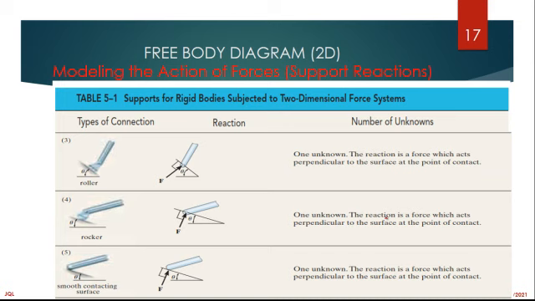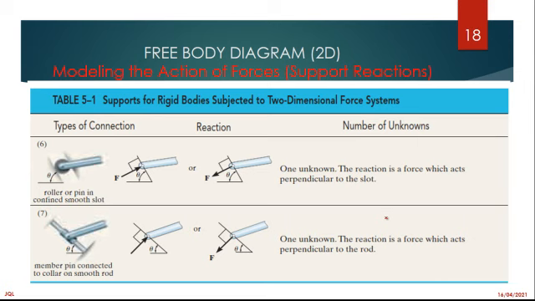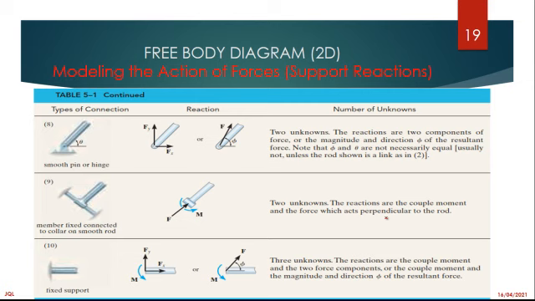It's the same table that is just showing you what normally happens on a roller, what happens on a roller in terms of the reaction, what happens on a smooth surface, as I was just explaining. But this is just helping you to understand how many unknowns we have. This is also the same application. This is also a continuation of the same table, showing you the number of unknowns and the reactions.